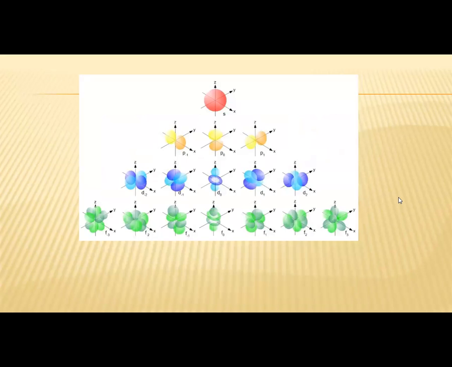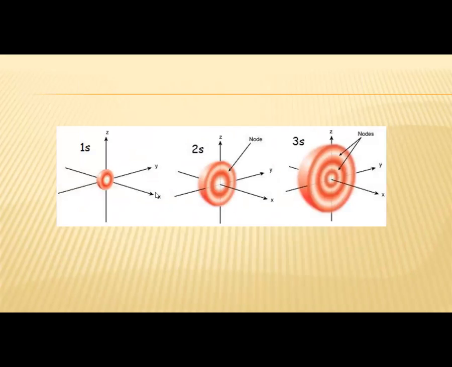So again, 4 types: s, p, d, and f. Their orientations grow by 2, so we go from 1 orientation to 3 to 5 to 7. That means 2 electrons in s, 6 electrons in p, 10 electrons in d, 14 electrons in f. And they begin to overlap.